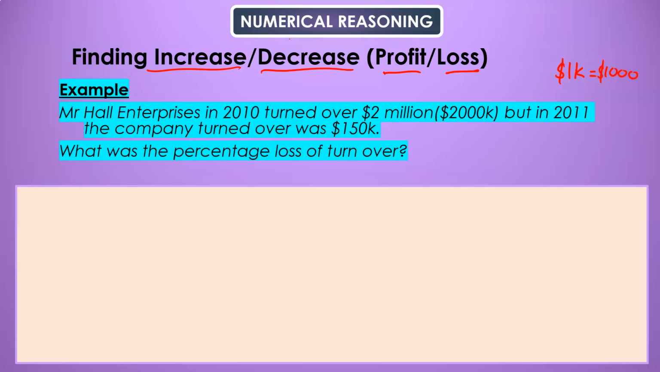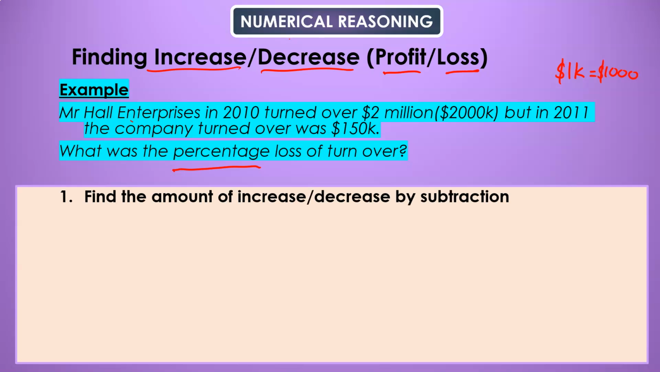So let's take a look at the calculation. Whenever you're doing these sorts of calculations where you have to find the percentage, you follow the same steps. The first thing is work out the amount of the increase or decrease by subtraction. You've been given two amounts, 2,000 and 150. So what is the difference between them?